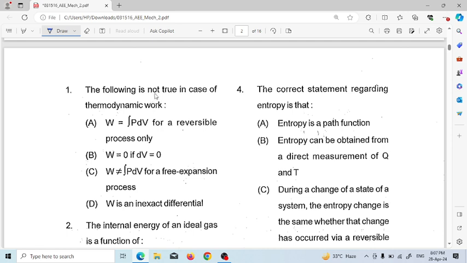the following is not true in case of thermodynamics work. The options are: W is equal to integral of PdV for reversible process only; W is equal to 0 if change in volume is equal to 0; W is not equal to integral of PdV for a free expansion process; and W is an inexact differential. The question asks which is not true in case of thermodynamics. So the answer will be W is not equal to integral of PdV for a free expansion process. So this is not true.